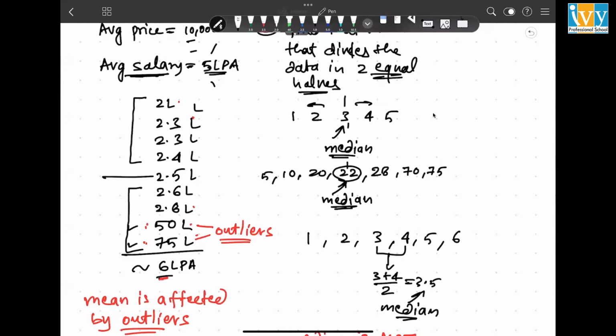I now know that the median is 2.5 lakhs. So the average salary is not 6 lakhs. The average salary is 2.5 lakhs because most of the people, the majority of the people, are having a salary around 2.5 lakhs. These are the two exceptions that occurred and that increased the average. But if I really want to know what the average salary is, I should look at the median value.